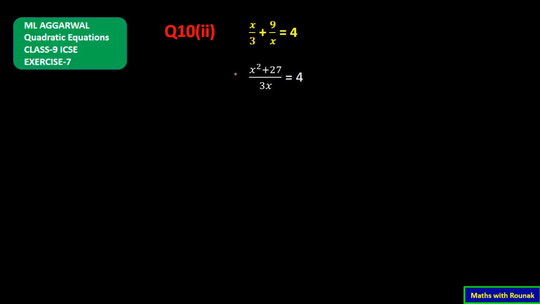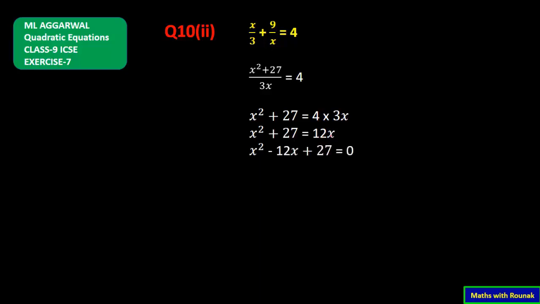Now we can multiply both sides by 3x to remove this 3x in denominator. After multiplying on both sides by 3x, the result will be x square plus 27 is equal to 4 into 3x, as 3x into x square plus 27 upon 3x will cancel out 3x and 3x, and we will be left on the right hand side with 4 into 3x, which will give us x square plus 27 is equal to 12x. Now we can transpose 12x to the left hand side.